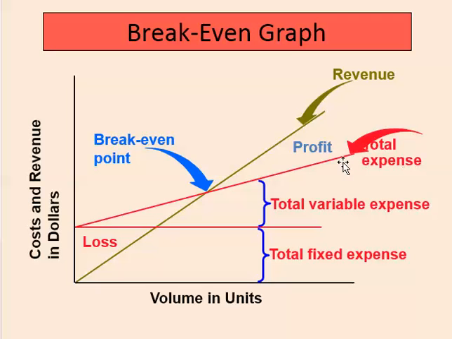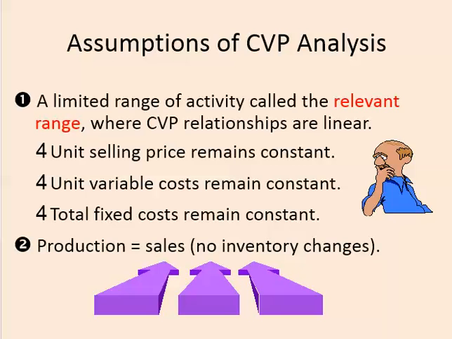And then any profit will be over and above where our revenues exceed our total expenses. So depending on how high we get on desired profit is where we want to go. Okay, and we did have those assumptions. I'll just remind you of those for CVP analysis. We're saying that we're operating within the relevant range. Unit sales price is going to remain constant, as is the unit variable cost and the total fixed costs. And our production will equal our sales.